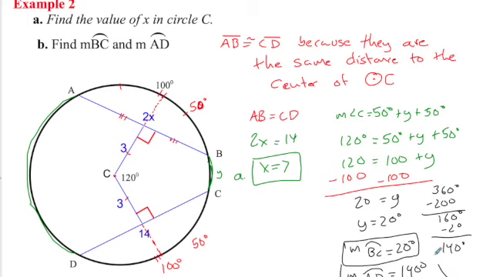Now I could check that out just by adding all the arcs together. Let's just do that. We have 100 plus 20 plus another 100 plus 140 for the last one we found, and we should get 360. And we do. So this is our check.